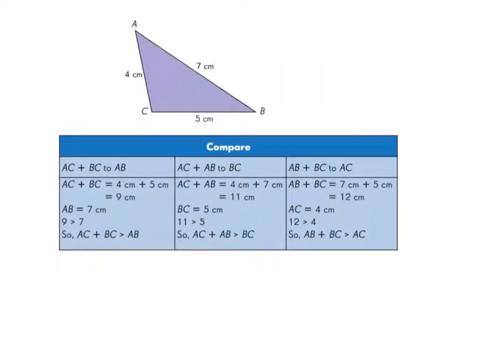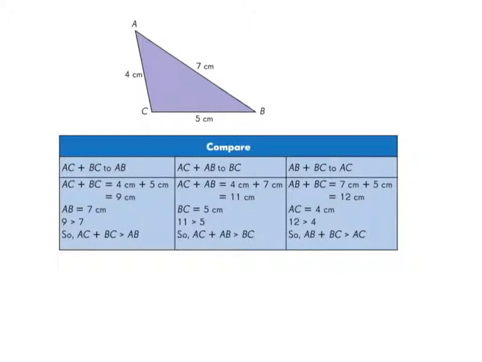We're going to work together to show that the sum of the lengths of two sides of a triangle is greater than the length of the third side. This triangle, ABC, has three side lengths. Side AB is 7 centimeters, side BC is 5 centimeters, and side AC is 4 centimeters in length. Let's refer to the chart to help us prove our rule.